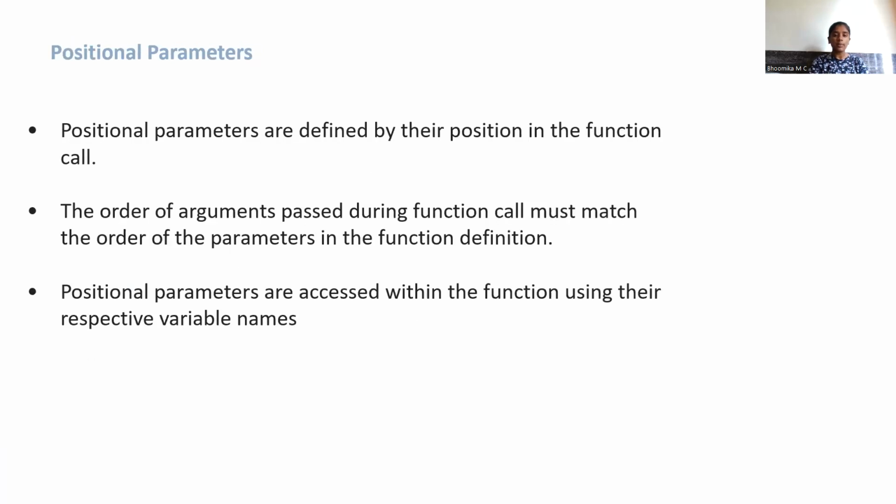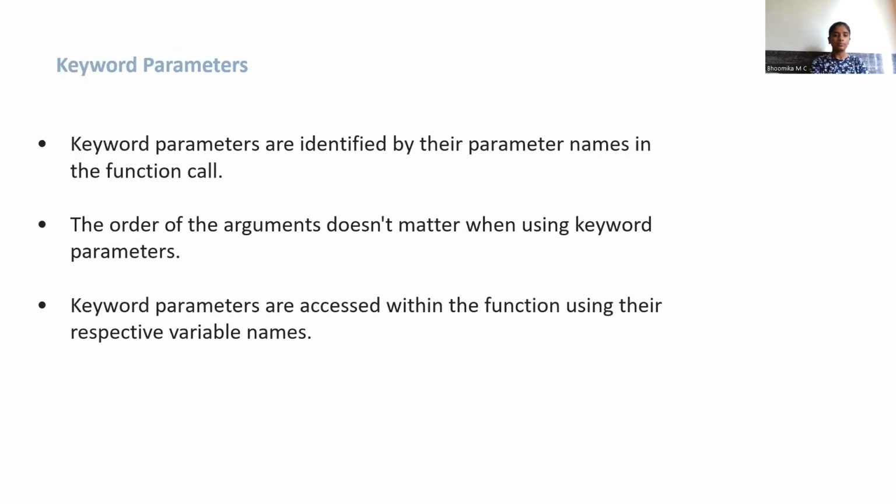Positional parameters. Positional parameters are defined by their position in the function call. The order of arguments passed during the function call must match the order of parameters in the function definition. Positional parameters are accessed within the function using their respective variable names.